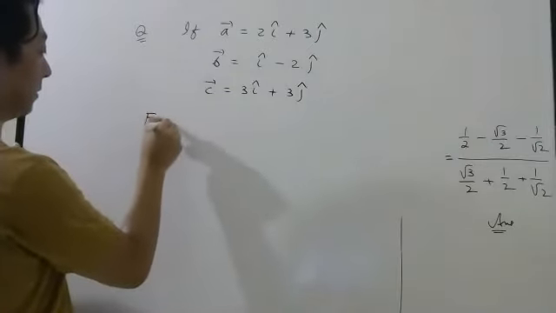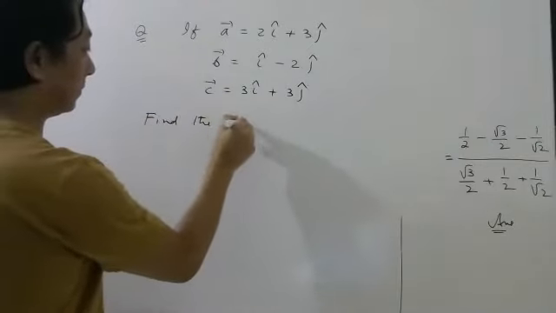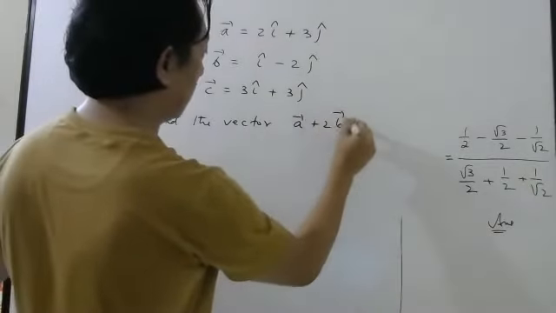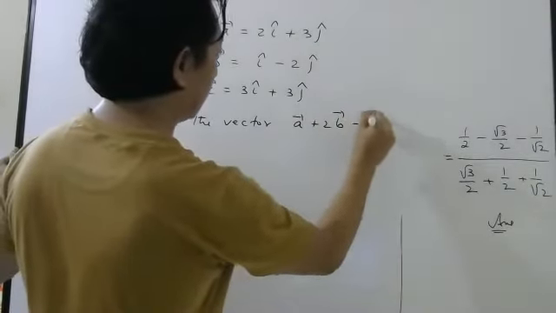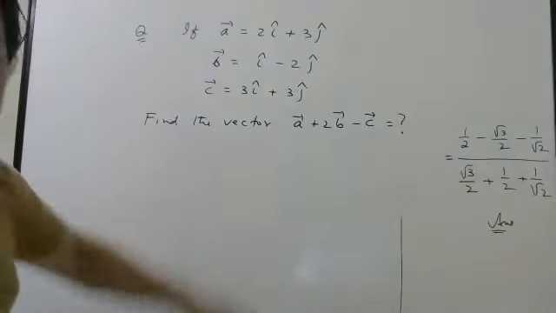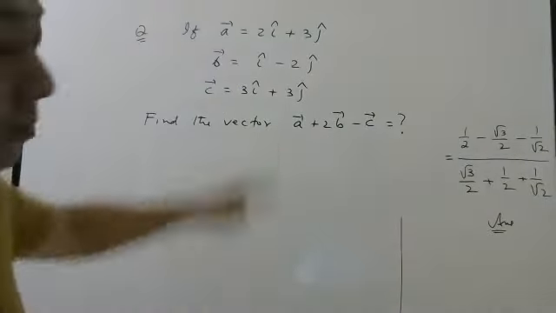Find the vector A bar plus 2 B bar minus C bar. So this vector I want you to calculate. In vector form the answer should come, meaning at the end I should see the x component i cap plus the y component j cap plus the z component k cap. These three vectors I have given. This 2 is there, this minus is there. Try this.